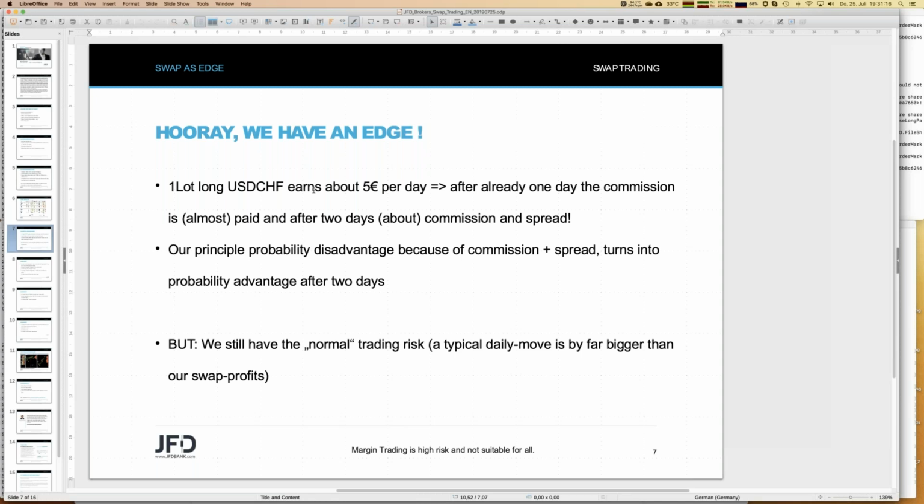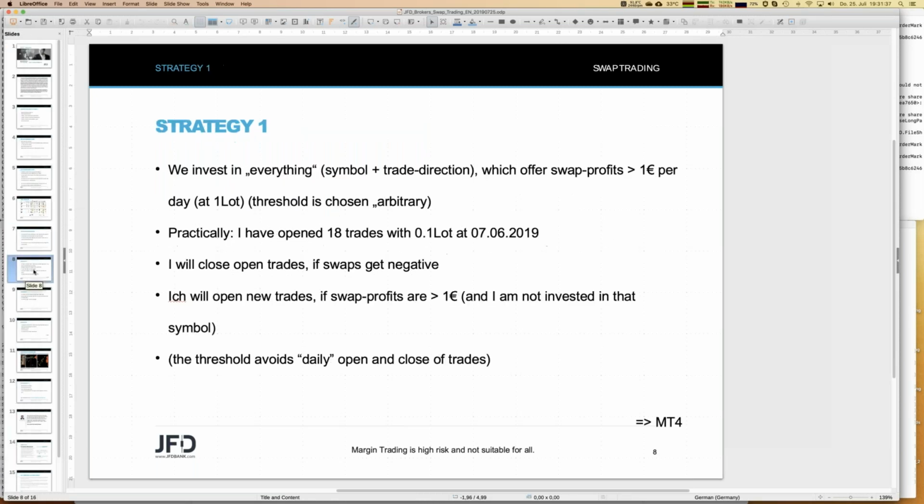But still we have the normal trading risk. As you know, it's a standard risk. And the daily move of any Forex pair is typically by far bigger than our swap profits. But we can do averaging by a couple of trades, and that's the idea. Let me show you the first strategy.